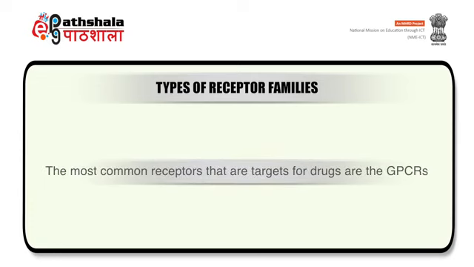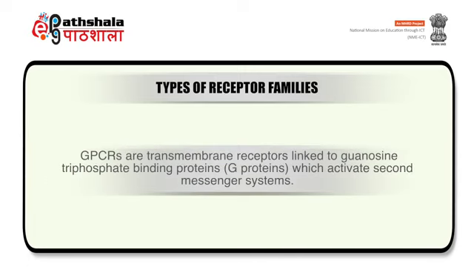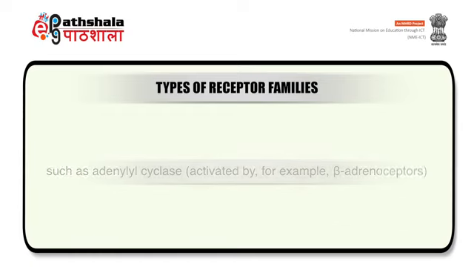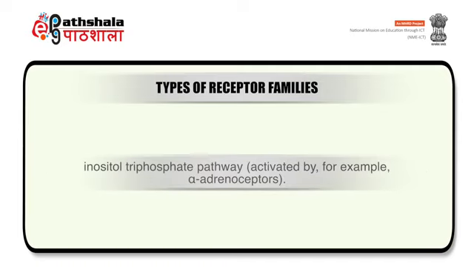The most common receptors that are targets for drugs are the G protein coupled receptors. GPCRs are transmembrane receptors linked to guanosine triphosphate binding proteins, or G proteins, which activate second messenger systems. These second messenger systems include adenylyl cyclase, which is activated for example by beta adrenoreceptors, or the inositol triphosphate pathway. It is also a second messenger system which is activated by alpha adrenoreceptors.